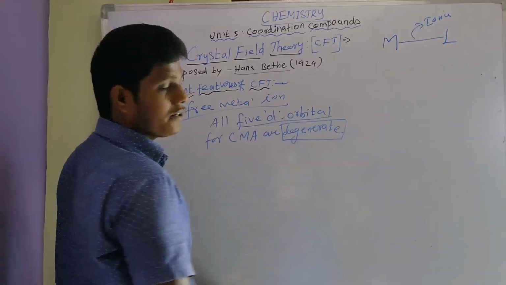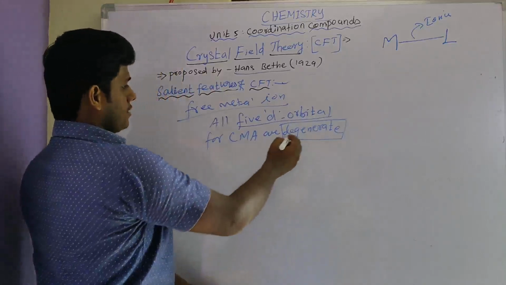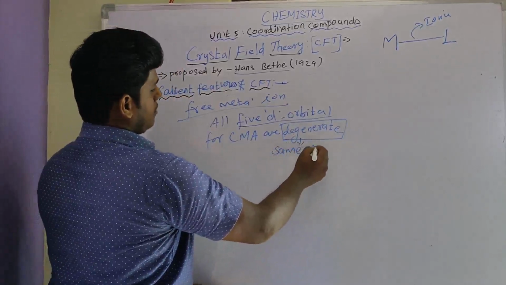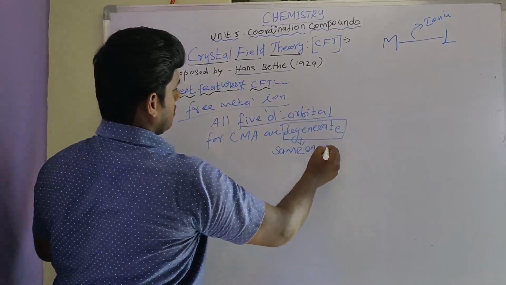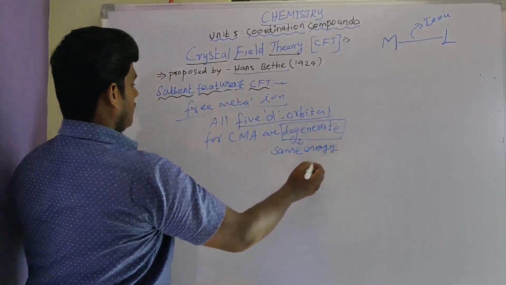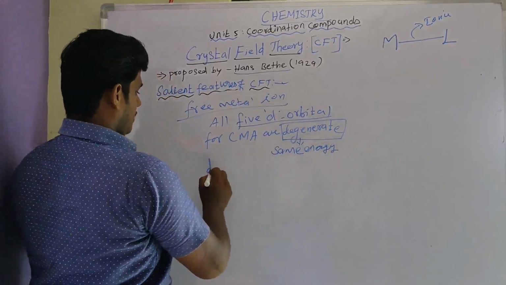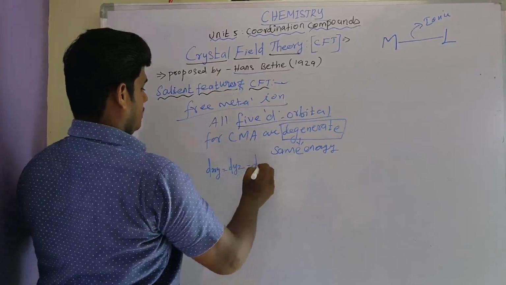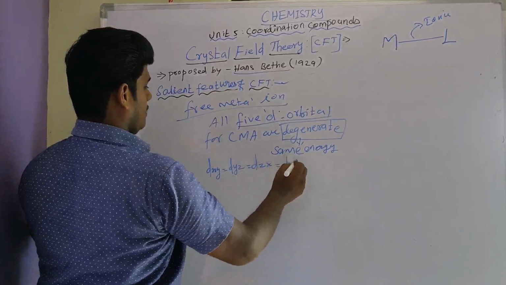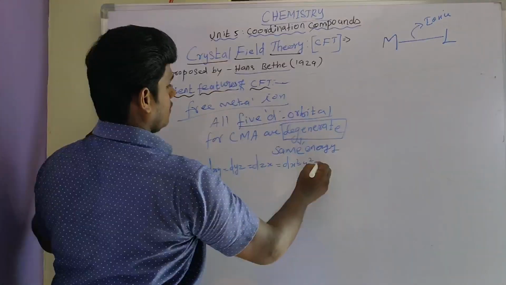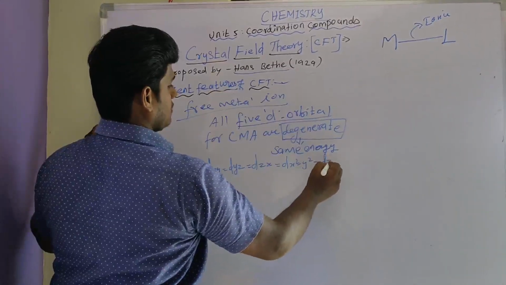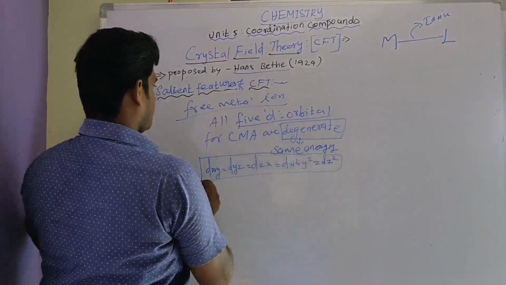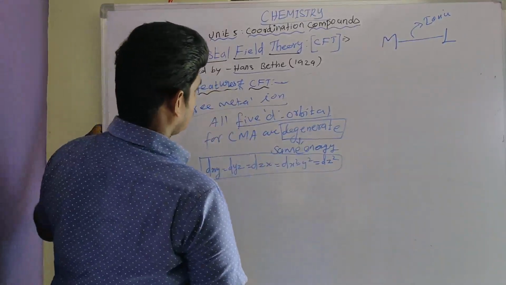You know the d orbitals in the 3d series. Degenerate means the same energy: dxy equal to dyz equal to dzx equal to dx square minus y square equal to dz square. These are all d orbitals of equal energy in the free metal ion state.